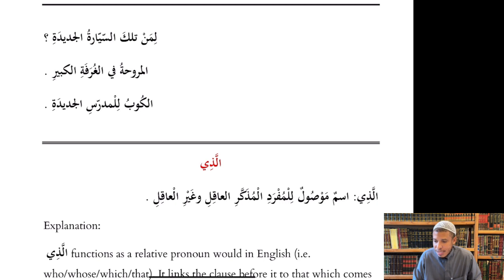All right, liman tilka sayyaratul jadidati. All right, likewise, this is incorrect. The i'rab is off. All right, why does this have kasra? It should not have kasra. All right, if it's to whom belongs that new car? New car. So this is your na'at. All right, you see that is marfu'. This must be marfu'.